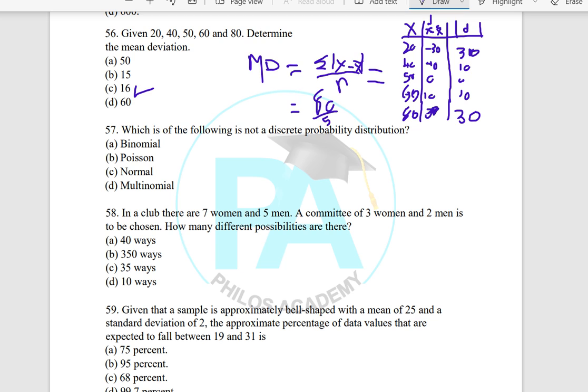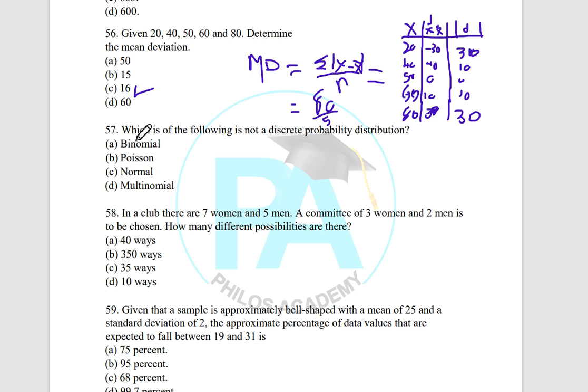Let's go to question 57. It says, which of the following is not a discrete probability distribution? We have two kinds of probability distributions, the continuous probability distribution and the discrete probability distribution. Examples of discrete probability distributions are binomial distribution, Poisson distribution, multinomial distribution, and hypergeometric and geometric distribution. And examples of continuous probability distribution are normal distribution and exponential and some others.